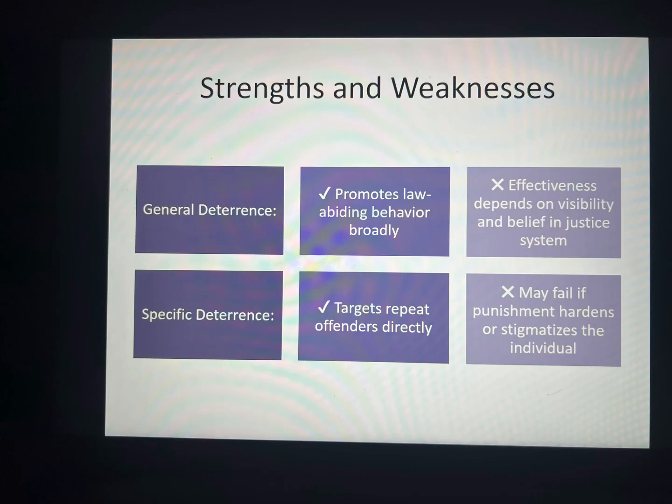General deterrence works well when the justice system is visible and trusted. It can create a strong sense of order in society, but it's not always effective if people think they won't get caught. Specific deterrence, on the other hand, is personal and can be powerful, but it sometimes fails when punishment leads to anger or social isolation instead of learning.